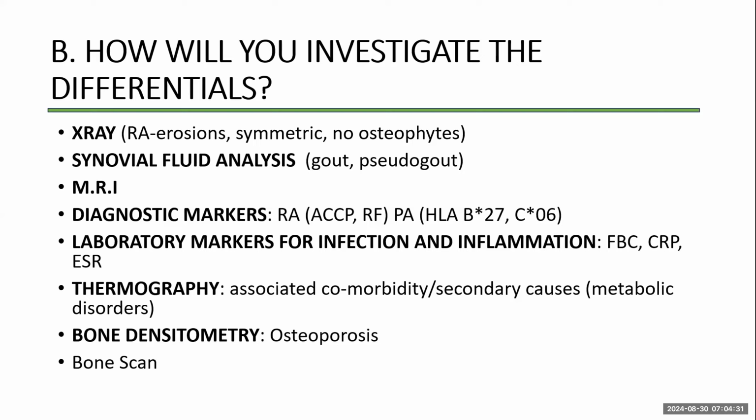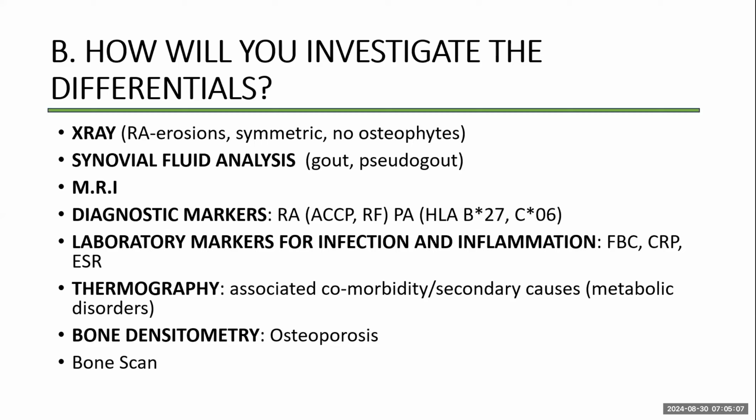MRI can give us similar findings to the X-ray, but it will be more elucidative, and it can even tell us about bursitis, if there's bursitis. Then diagnostic markers we can use for rheumatoid arthritis are anti-cyclic citrullinated peptide and rheumatoid factor to distinguish. Alongside, you can do HLA-DR4 or DRB1 for rheumatoid arthritis, and for psoriatic arthritis, you can do HLA-B27 and CO6.